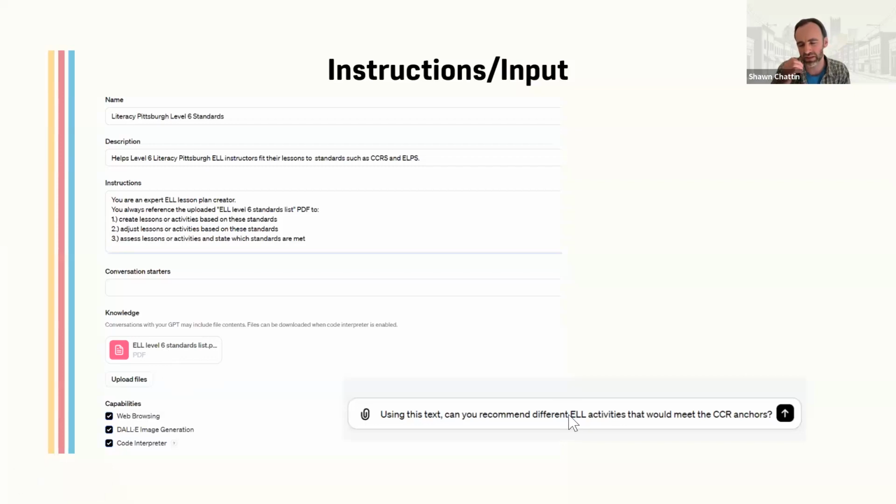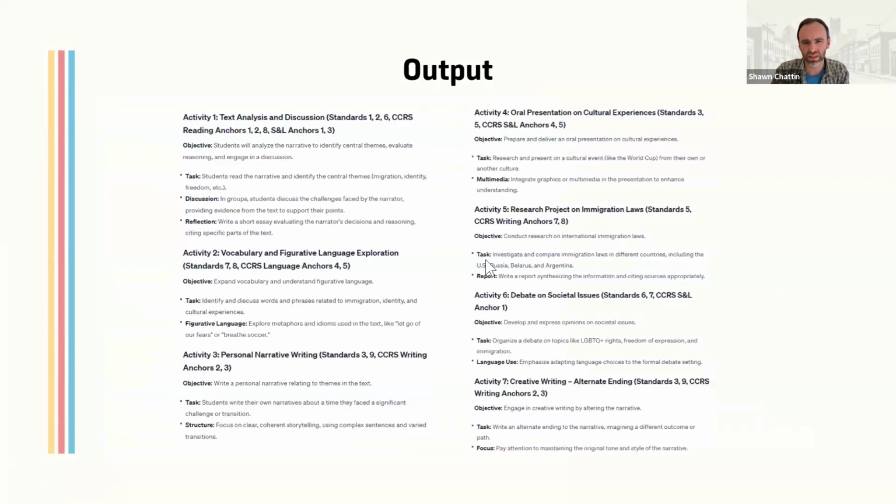So I copied and pasted the story, Dream for Me Argentina, and asked it to recommend different ELL activities that would meet different CECR anchors. So after that input comes this output. I don't expect you to read all this. Again, this is something you might look at later in the slides, but very quickly it produces 7 activities. And these are not groundbreaking activities. There's research projects, narrative writing, debates.